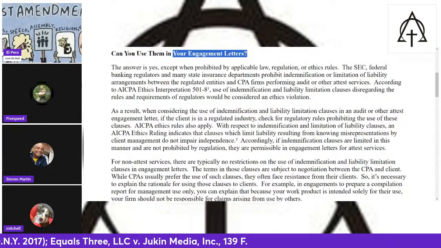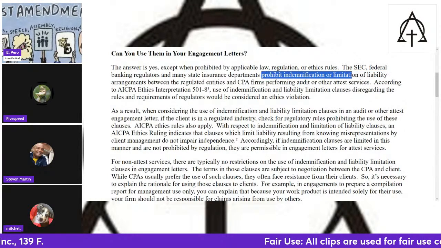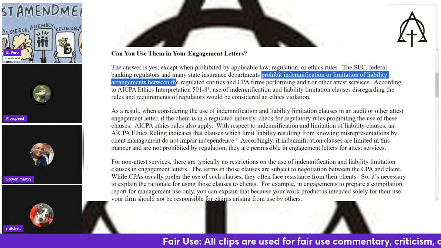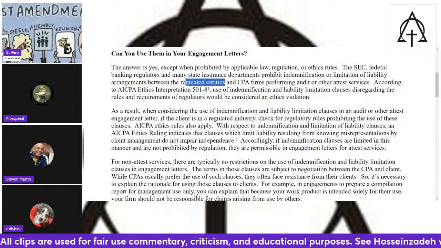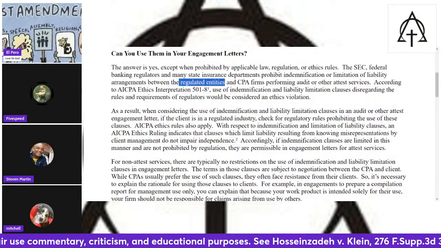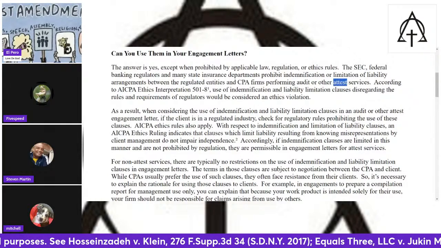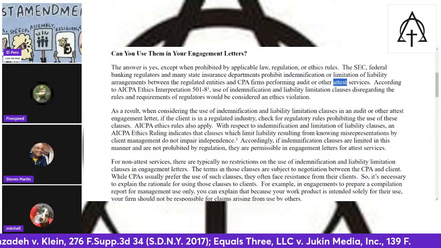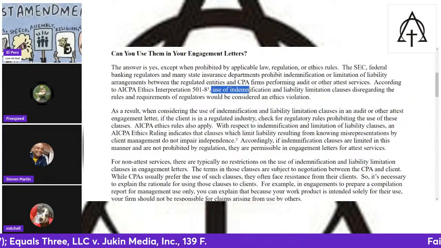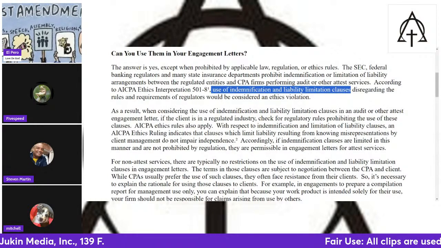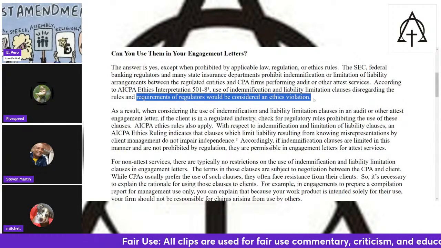The SEC, federal banking regulators, and many state insurance departments prohibit indemnification or limitation of liability arrangements between the regulated entities and CPA firms. Regulated entities performing audit or other attest services. So we have protest, contest, and attest. According to the AICPA Ethics Interpretation 501-8, use of indemnification and liability limitation clauses disregarding the rules and requirements of regulators would be considered an ethics violation.